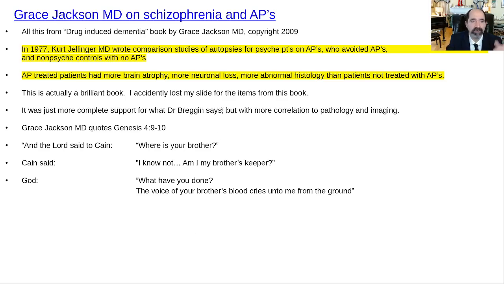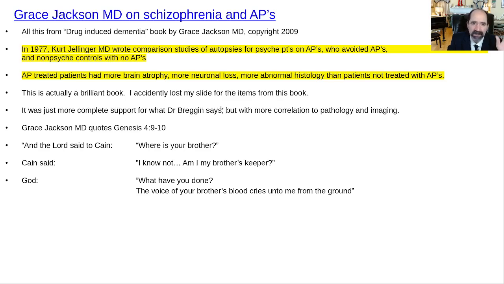Oh, just a few comments from Grace Jackson's book. I actually had a really nice slide, but this program's a pain in the butt. It doesn't save automatically when you close the program, and I forgot to save the slide. She basically goes through the pathology studies. A guy named Jellinger in 1977 had a really big comparative autopsy study of schizophrenics without antipsychotics, schizophrenics treated with antipsychotics, and control patients that had neither of those issues. He showed a lot of brain damage findings on the histology of patients treated with antipsychotics. So that was kind of a nice thing.